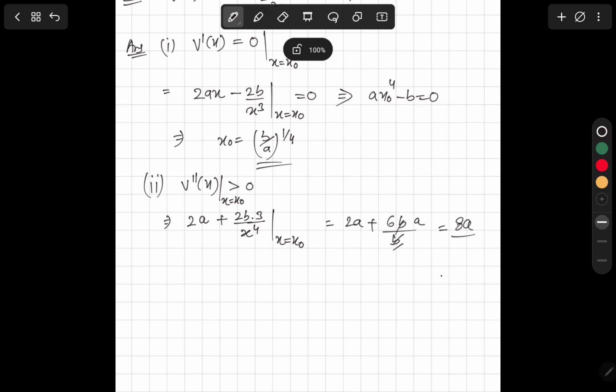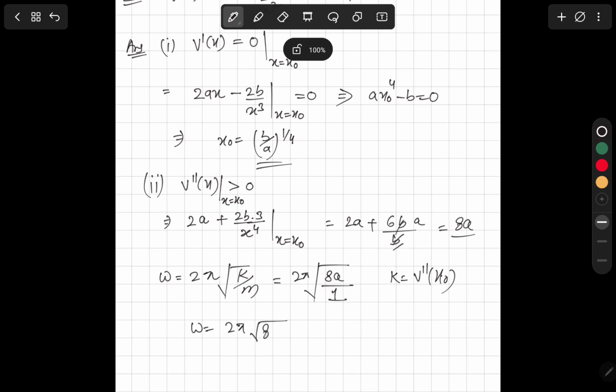Now the very simple thing that we need to calculate is the frequency of the small oscillation. So frequency is given by square root of k by m, where k is the second derivative at x naught, which is 8a, and mass is given to be unity, that is 1. So omega will be square root of 8a. That is the final answer.